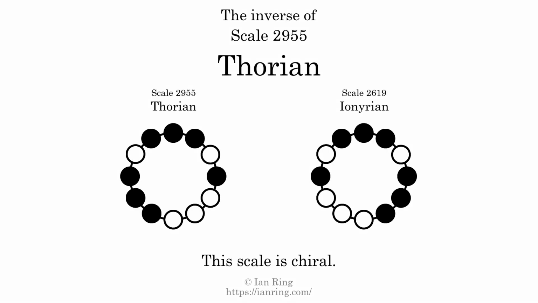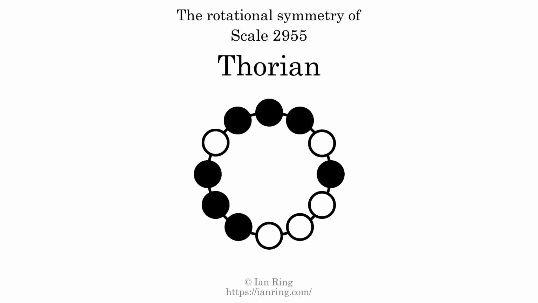The inverse of a scale is a mirror image. It is what you get when the sequence of intervals is reversed. The inverse of this scale is scale 2619, also known as Ionarian. This scale is chiral. It cannot transform into its inverse by rotational transformation. This scale has no rotational symmetry.